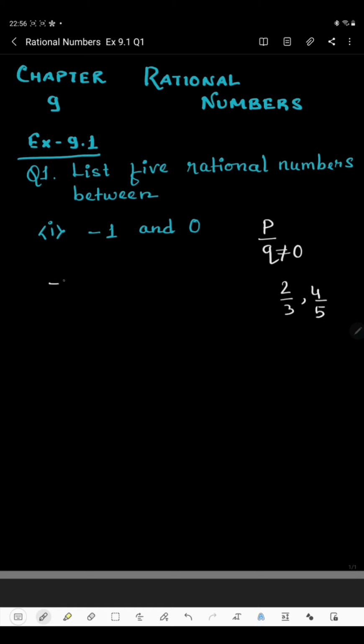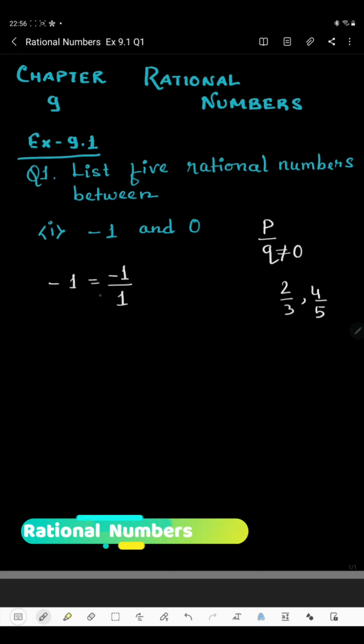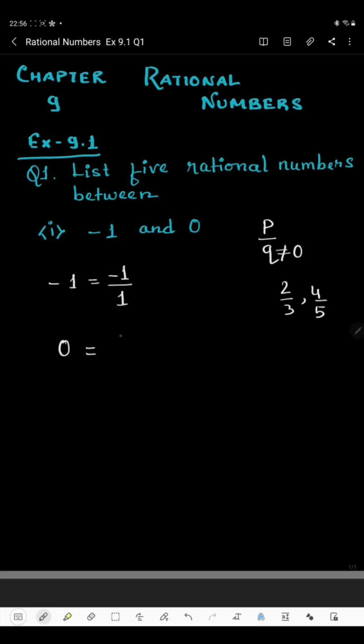So -1, here we have no denominator, so we can consider it as 1. So that means this -1 can be expressed in the form of P by Q, so this is also a rational number. Similarly, 0 can be written as 0 by 1 because there is no digit in the denominator, so we can consider it as 1. Now to find the rational numbers in between, we have to make the denominator the same.